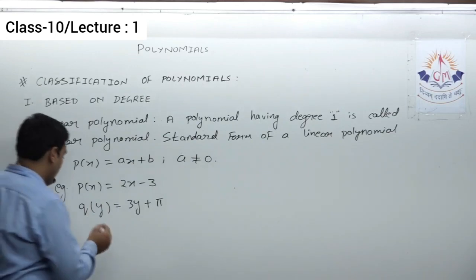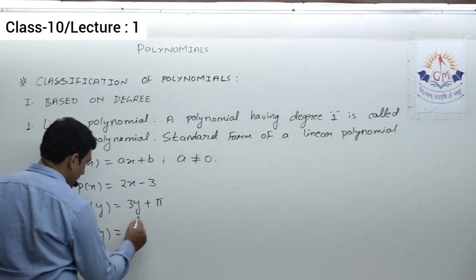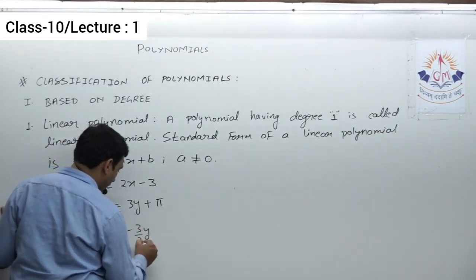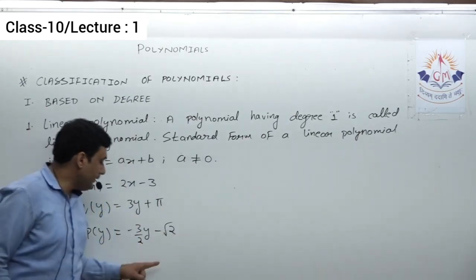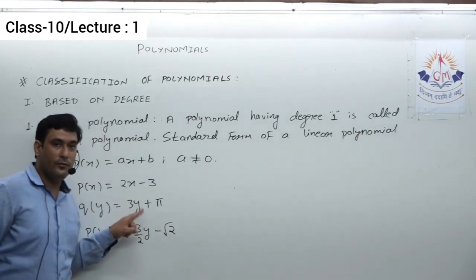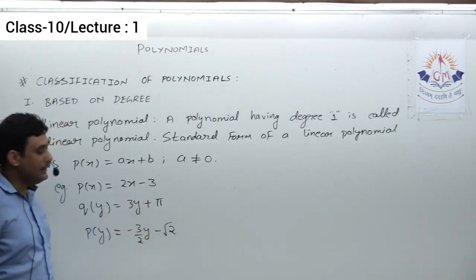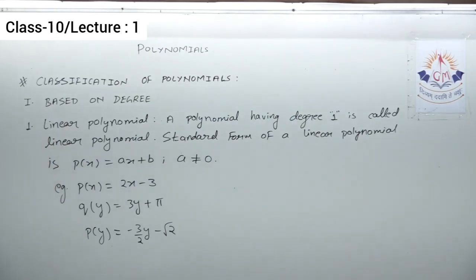So these two are the examples. If you want to write one more example, you can say p(y) = -3/2 y - root 2. Okay, doesn't matter. The only thing is that the power of the variable must be 1. Then we'll say it's a linear polynomial. Okay, so note it down. Then we come to the second one.